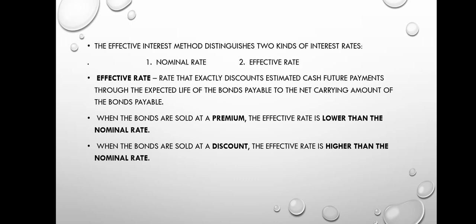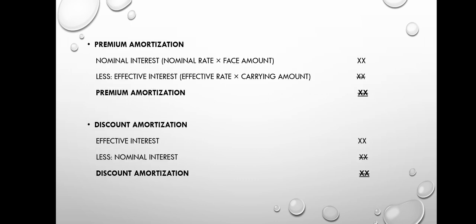When the bonds are sold at a premium, the effective rate is lower than the nominal rate, while when the bonds are sold at a discount, the effective rate is higher than the nominal rate. This is the formula for premium and discount. Premium amortization is nominal interest, which is nominal rate times face amount, less effective interest, which is effective rate times carrying amount. The second one is discount amortization, which is effective interest less nominal interest.